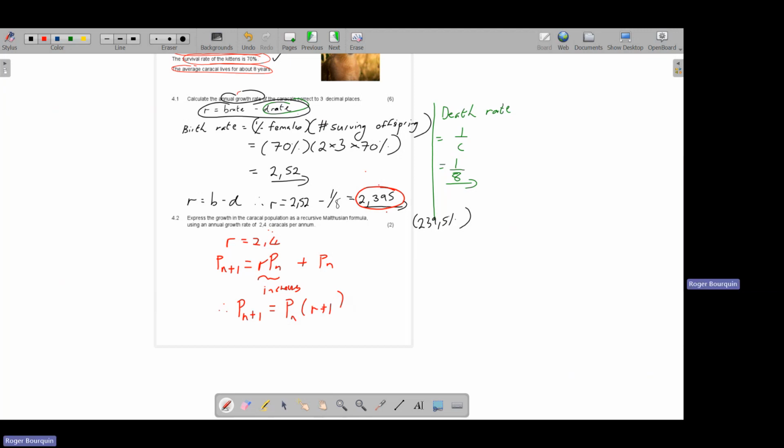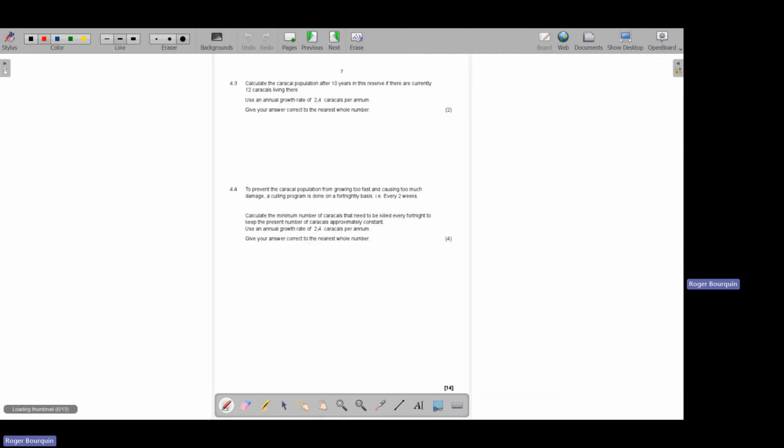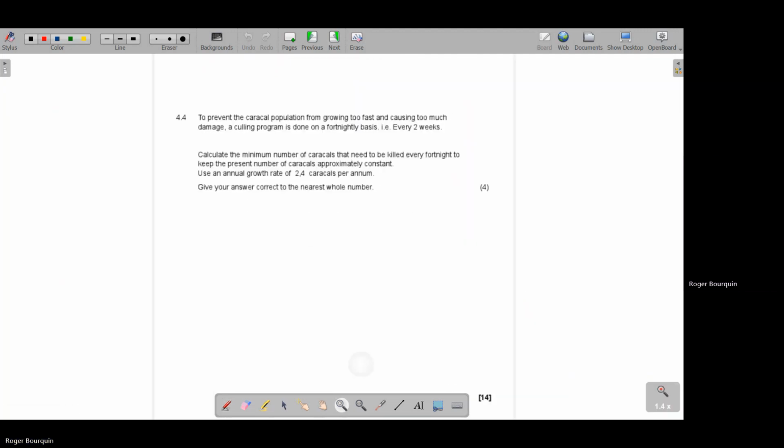Okay. And in this case, R is equal to 2,4. So P to the N plus 1 is equal to P to the N times (1 plus 2,4). And if you want to make it prettier, P to the N plus 1 is equal to P to the N times 3,4. They haven't given us the initial population, so we can't put in what P naught is equal to. Right, 4.2 done. Okay, then 4.3.